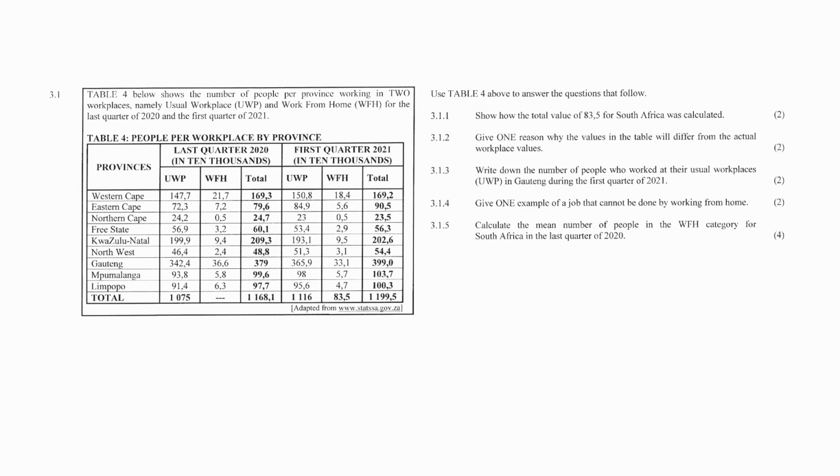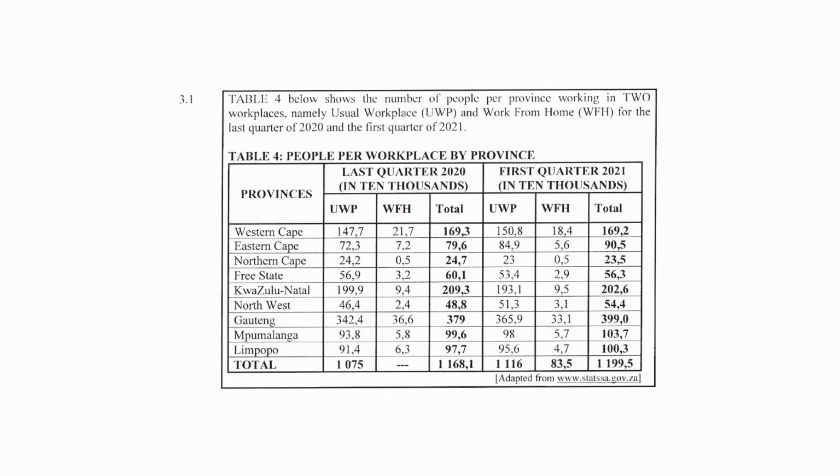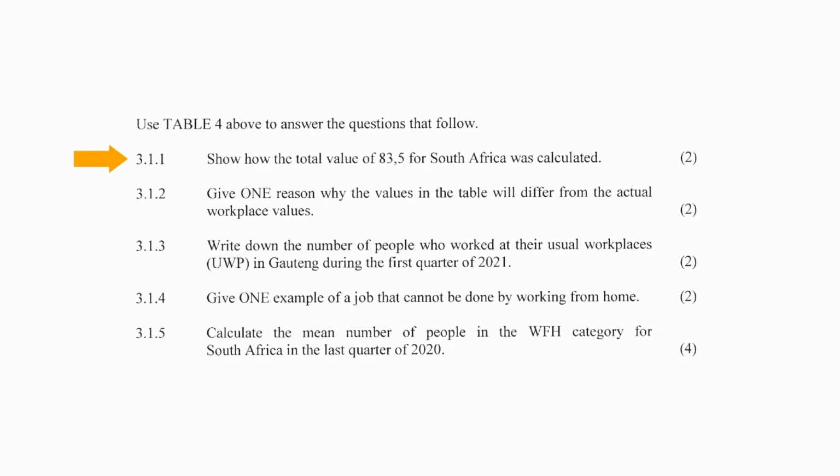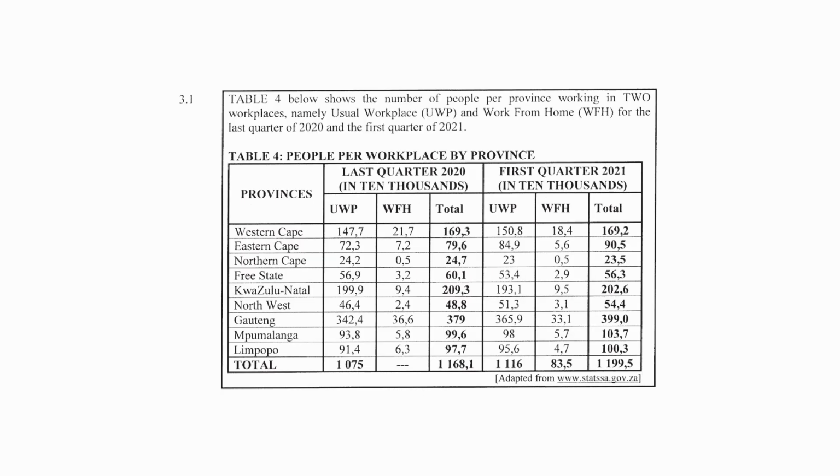Question 3.1 consists of 5 data handling questions that were designed to assess your understanding of data analysis. You are given a table that shows the number of people per province working in 2 workplaces, namely usual workplace, abbreviated UWP, and work from home, abbreviated WFH. The data is given for the last quarter of 2020 and the first quarter of 2021. In question 3.1.1, you have to show how the total value of 83,5 for South Africa was calculated.